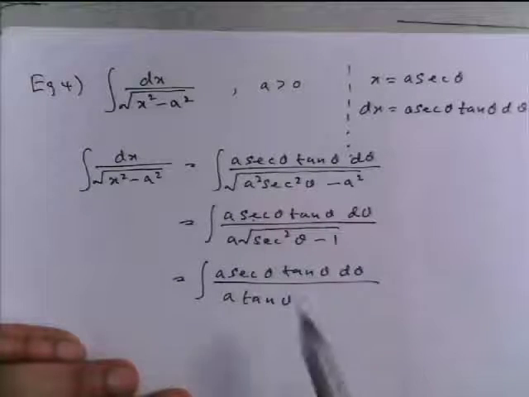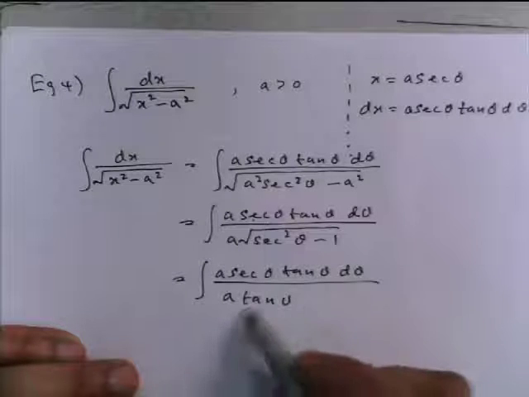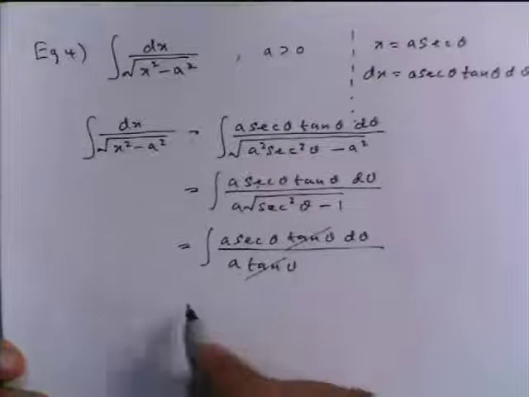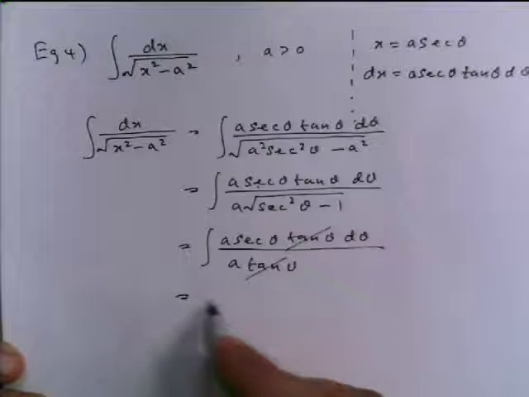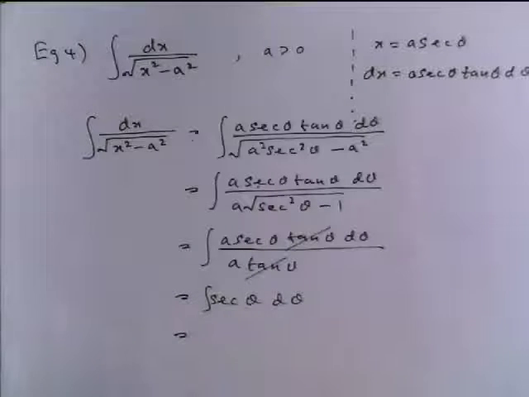Now what happened? This tan and this tan get cancelled. See the benefit? It's gone. And a and a also get cancelled. So you simply get secant theta d theta. Secant theta we know. What is the integral of secant theta? We did it last time.